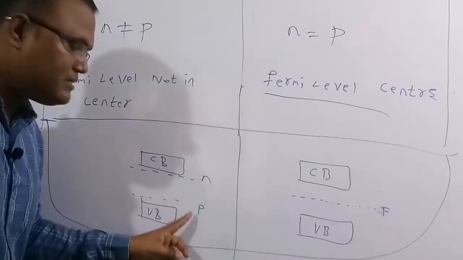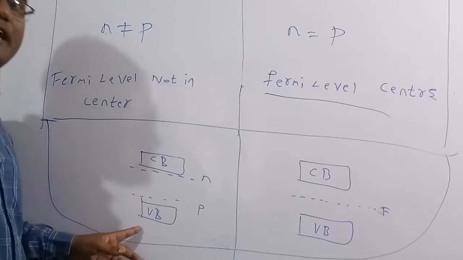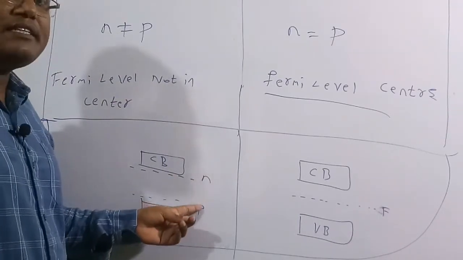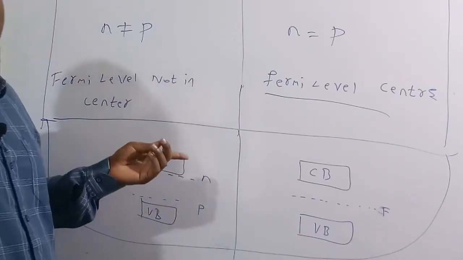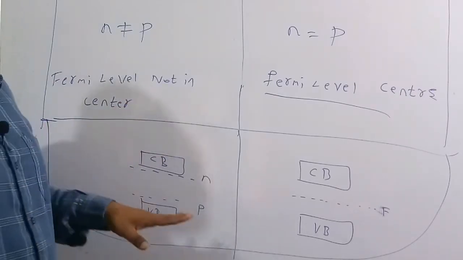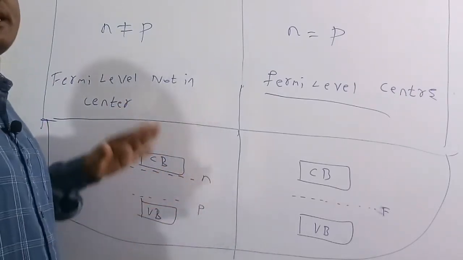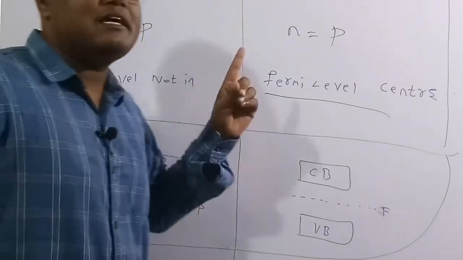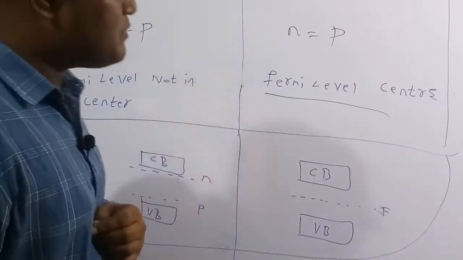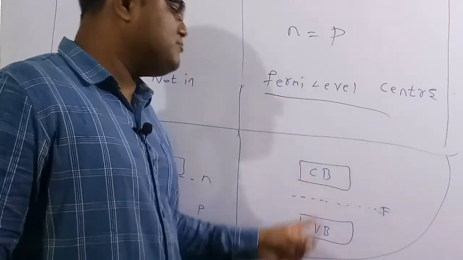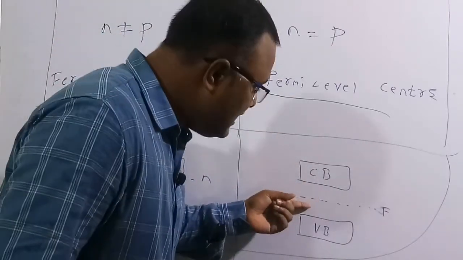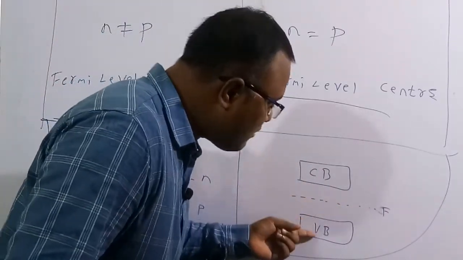For a p-type semiconductor, the Fermi level is very near to the valence band, and for an n-type semiconductor, it is very near to the conduction band, but it is not at all at the center of the valence and conduction bands. But for a pure semiconductor, yes, the Fermi level is present at the center, between the valence band and the conduction band.